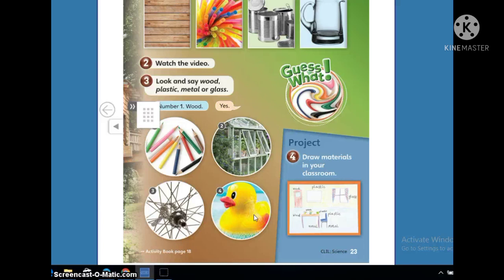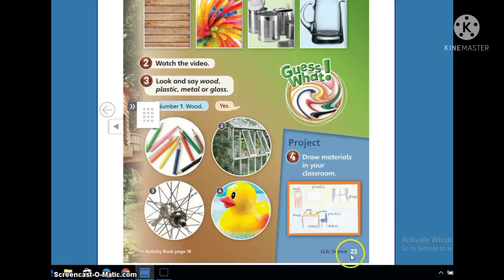Now my question is number one, wood. Yes, it comes from wood. The material is wood. What about number two? Good job. It's glass. Very good. Number 3, metal. Good job. And the last, it should be plastic. Good job, students. So now you know what materials the things around you come from.